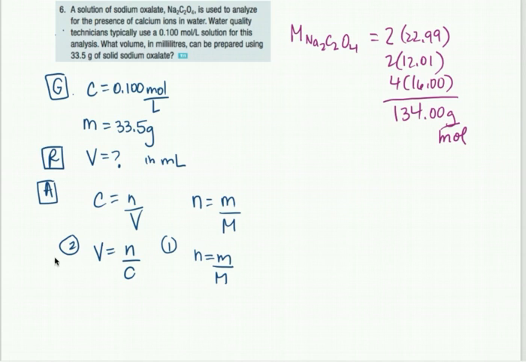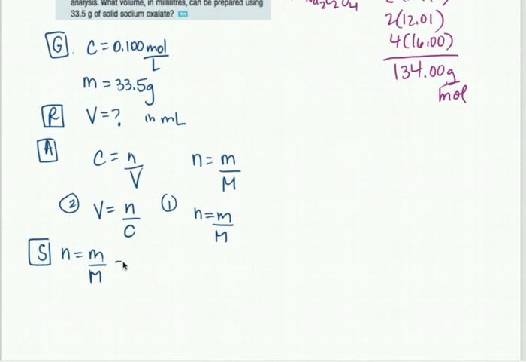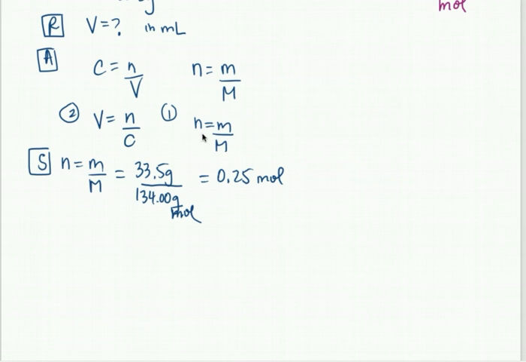Okay, so let's go through and fill these in. All right, so we have our mass of 33.5 grams, and we have our molar mass of 134. Okay, and then we end up with an amount of 0.25 moles. Okay, that's what I had on my calculator, but you should be writing more digits. All right, so there, step 1 is done.